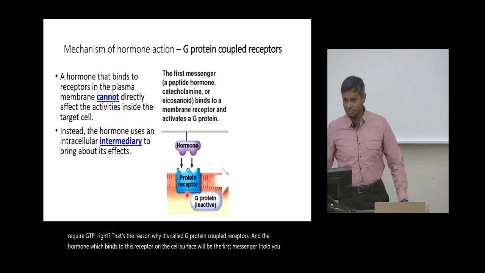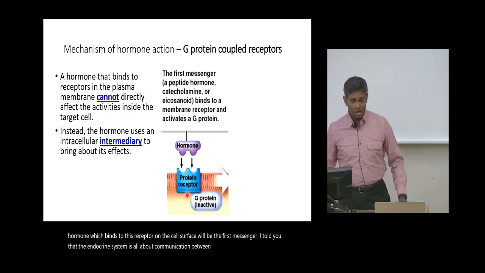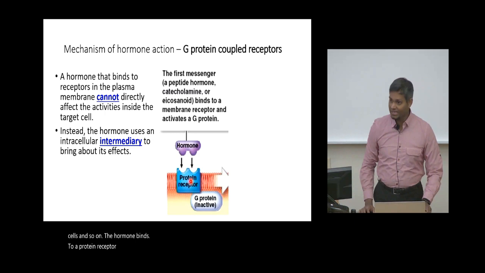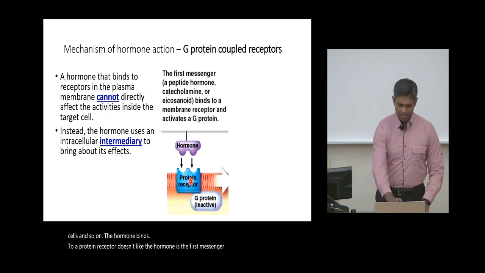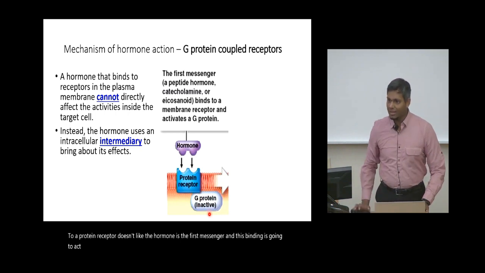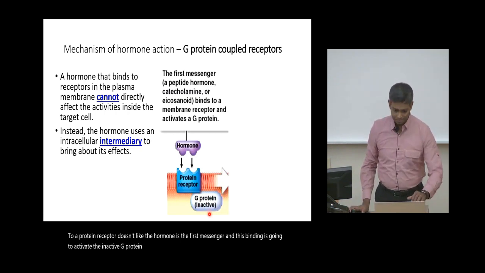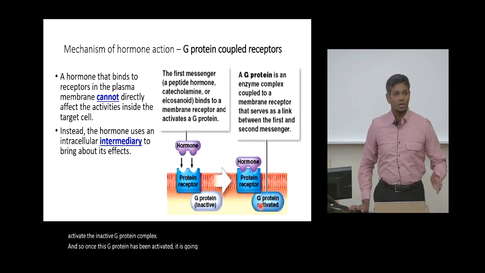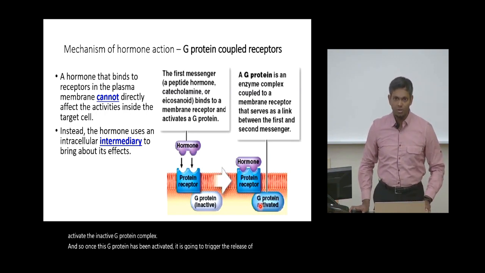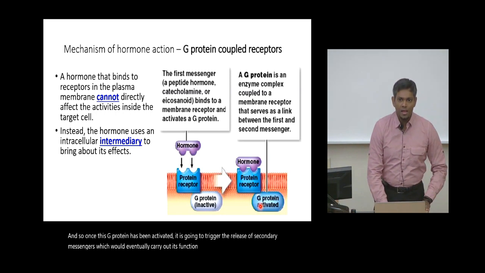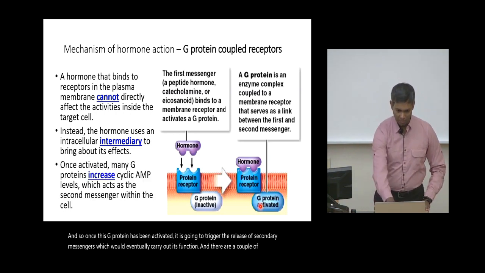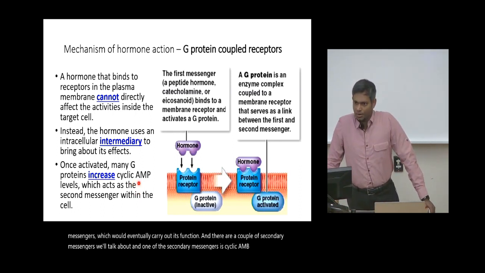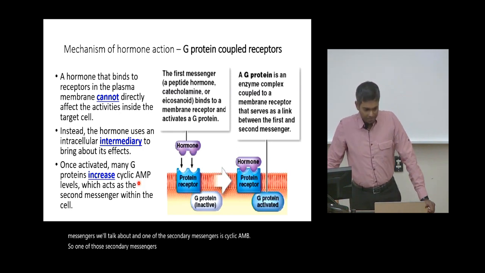I told you that the endocrine system is all about communication between different parts of the body and cells. And so when a hormone binds to a protein receptor, the hormone is the first messenger. And this binding is going to activate the inactive G protein complex. Once this G protein has been activated, it is going to trigger the release of secondary messengers which will eventually carry out its function. There are a couple of secondary messengers we'll talk about, and one of those secondary messengers is cyclic AMP.